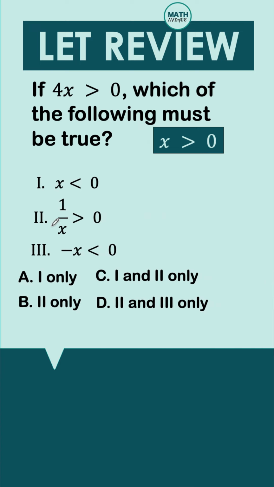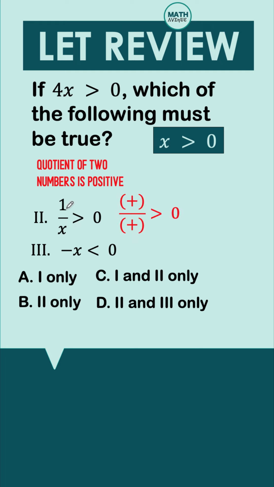So obviously, number 1 is wrong because x is greater than 0. This says that x is less than 0. So let's eliminate number 1. Then number 2 is taking the quotient of two numbers, and the quotient is positive. Since we already know that 1 is positive, the quotient here can only be positive if the denominator x must also be positive. And that is exactly what is stated here. Therefore, number 2 is correct.